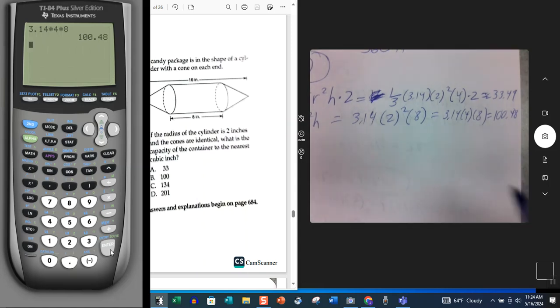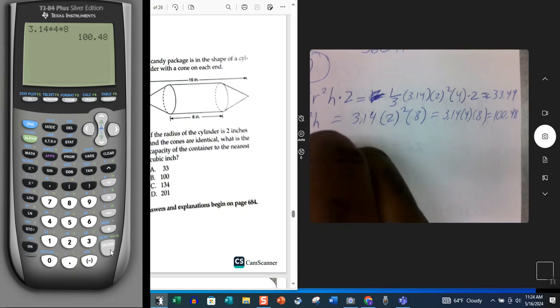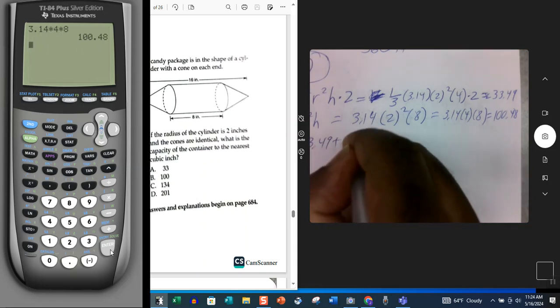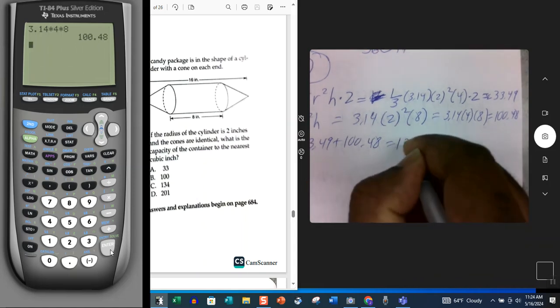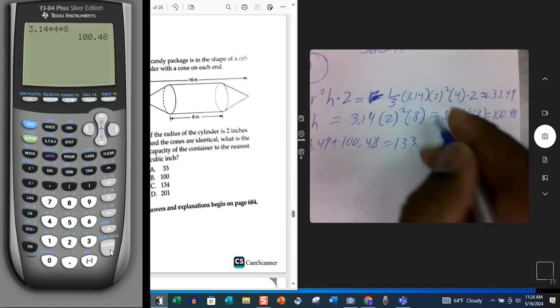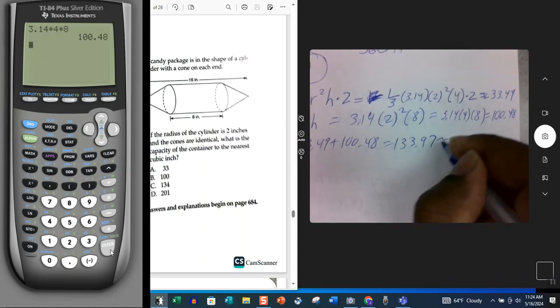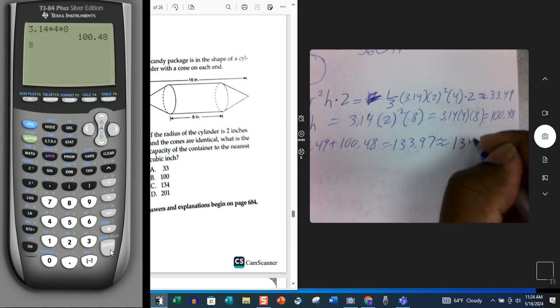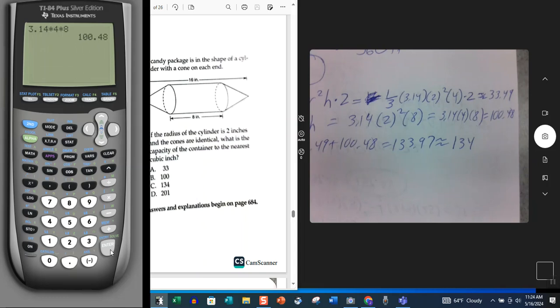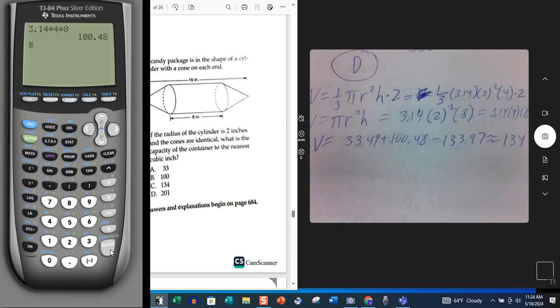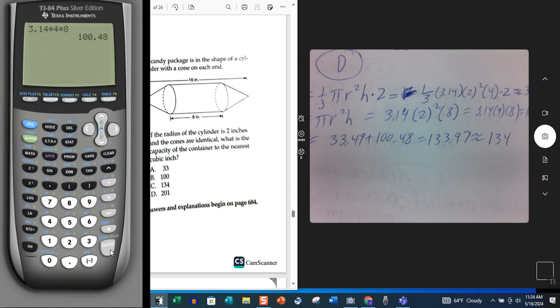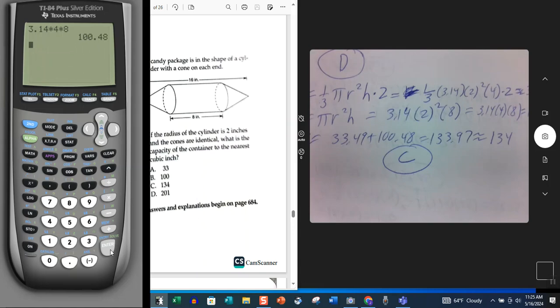All right, so now we're going to add both of these together to find out what our final answer is. So we will have 33.49 plus 100.48. Now, when we add these together, it'll give us 133.97, which is approximately 134. Now, when we get to the 134, that'll be C. So your answer here would be C.